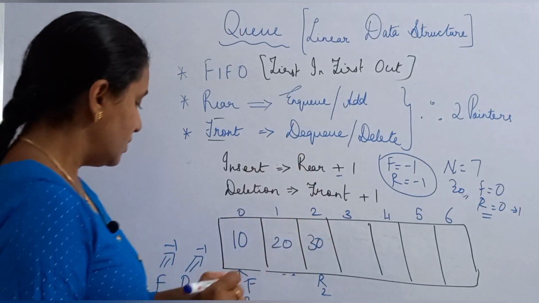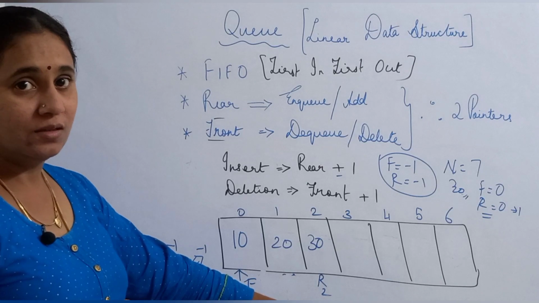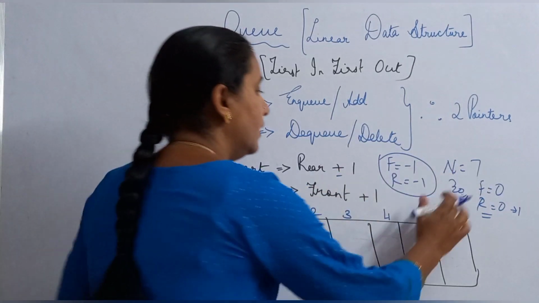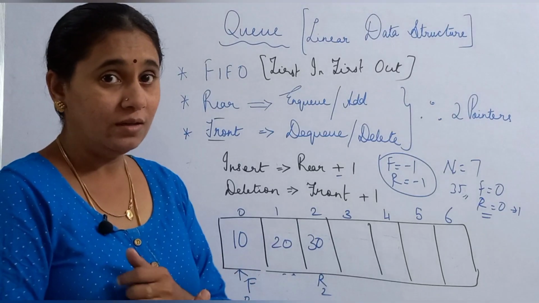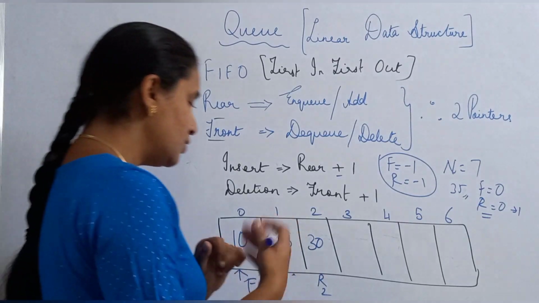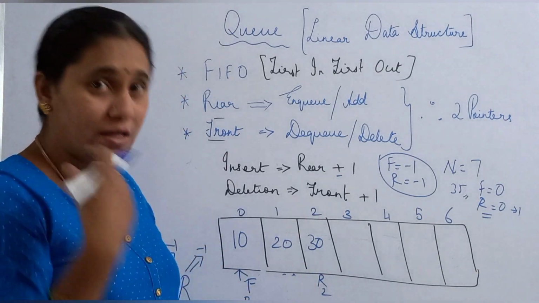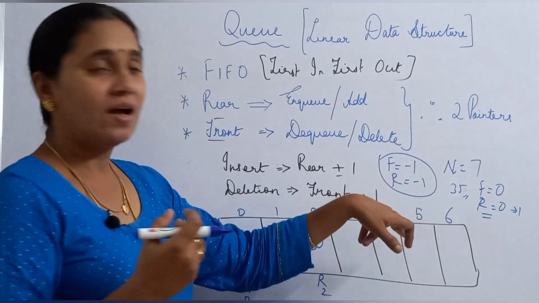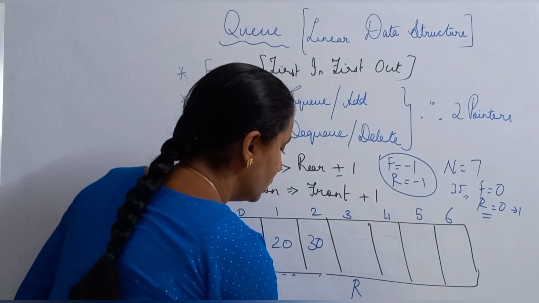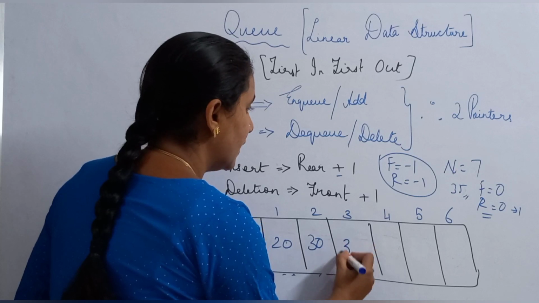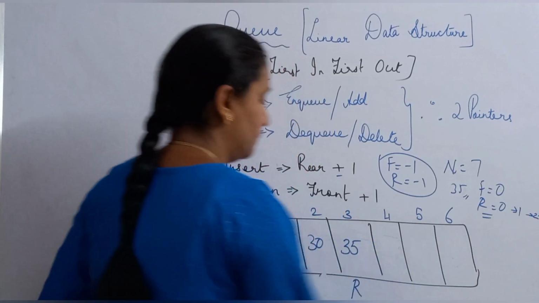Okay. So now if you see, front is always pointing to 10. R is now 30. Now let the next element be 35, and I want to insert it. What should I do? I must increment the rear pointer, as it has to point to the incoming last element 35. So now I increment, R will be here, now it is 3, so insert 35.